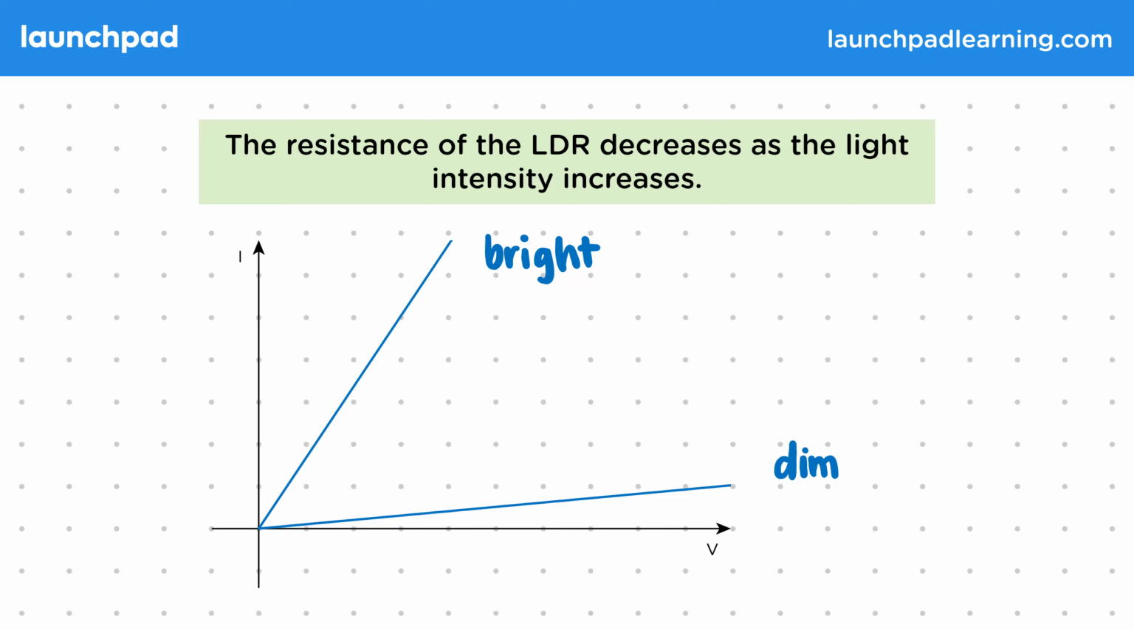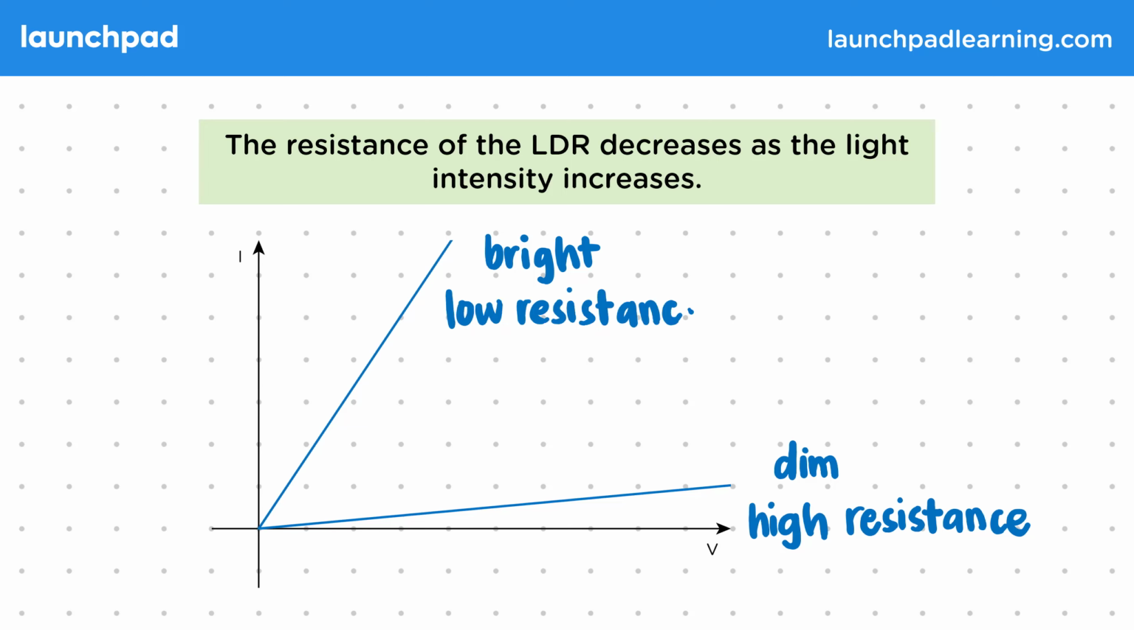Remember that the gradient of an IV graph tells us the resistance of the component, and components with less resistance will have steeper graphs. So here, since the graph is shallow for the dim light, the LDR has high resistance. Then when we increase light intensity to the bright conditions, we get a steeper graph, so there is a lower resistance. So that's how the resistance of an LDR changes.